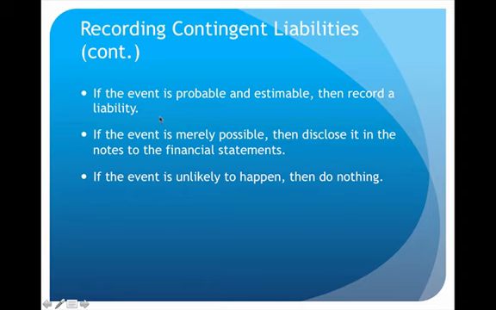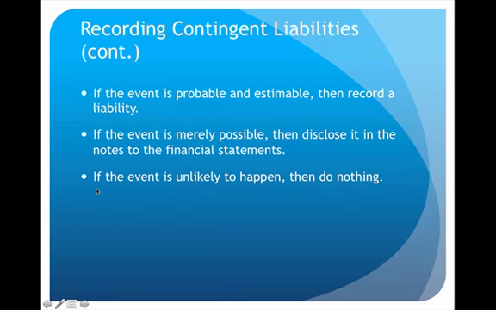We're not actually going to book a liability, but we at least feel that we should give people a warning and at least put it in the notations to the financial statements. And we would do that if we feel that it's just possible. In other words, we don't think there's a strong chance, but then again it is possible. And then the final option would be if the event is unlikely to happen, then we actually just wouldn't do anything. So those are the possibilities. Now bear in mind this is based on opinion.